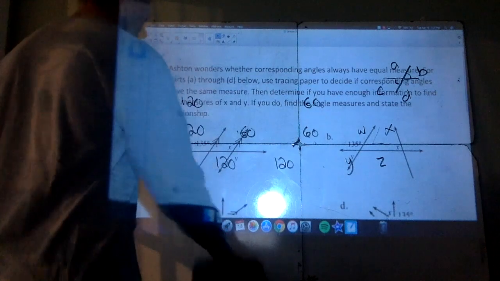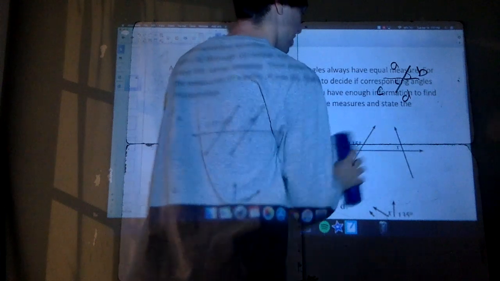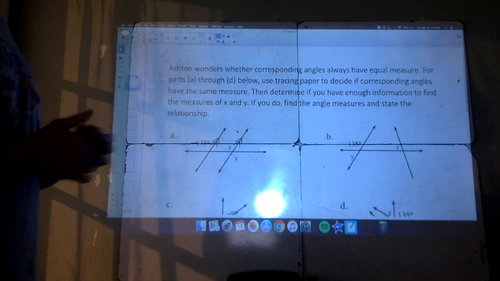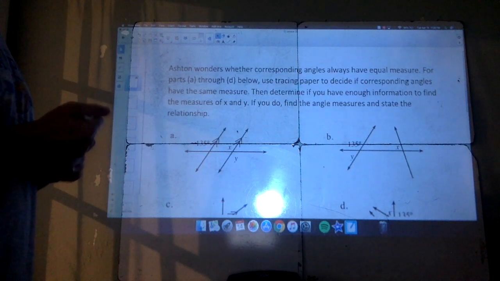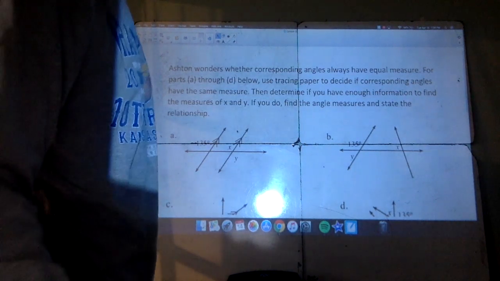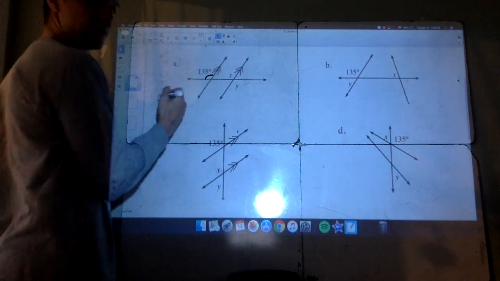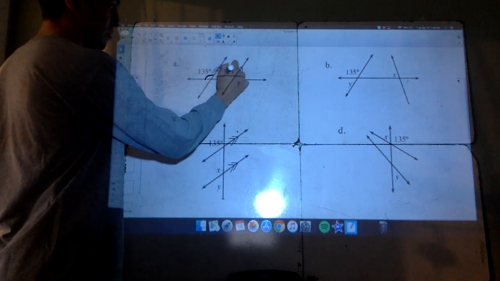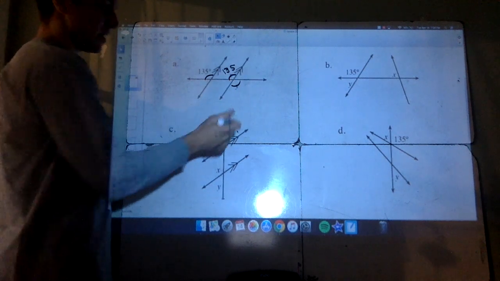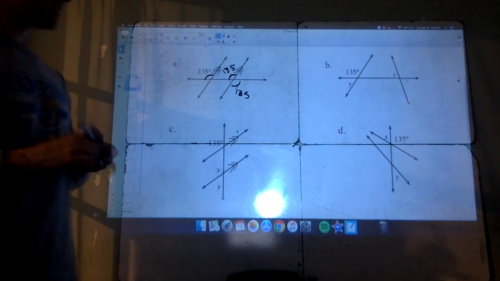So Ashton wonders whether corresponding angles always have equal measures. So he said, is it always true? For parts A through D, decide if corresponding angles have the same measure. Then, if you can, find X and Y. If we look at this first one, if this angle is 135, that means this X is also 135. And if this is 135, we use a vertical angle to say Y is also 135. So that's true because the lines are parallel.